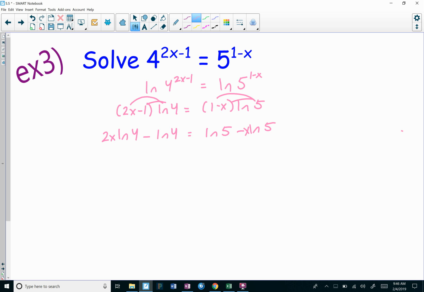There we go. Okay, now these two have x's, and I want to keep them as positive as I possibly can, so I'm going to add the x natural log of 5 to the other side. And at the same time, I want to take this natural log of 4 over because it does not have an x. See how I kept my terms positive? You want to make sure they're as positive as possible. Now, it's not always possible, but if you can, keep the terms positive. Okay, so now I factor out that x.